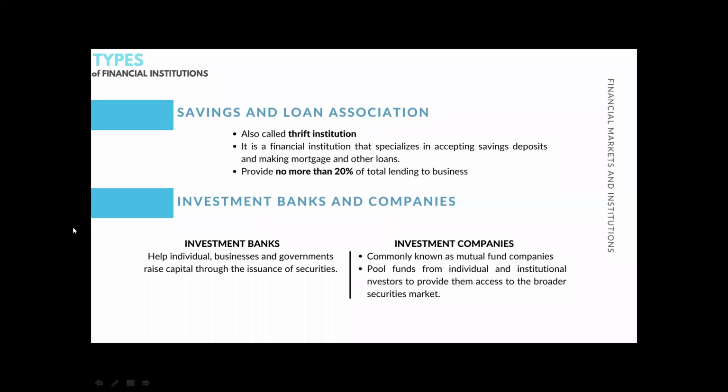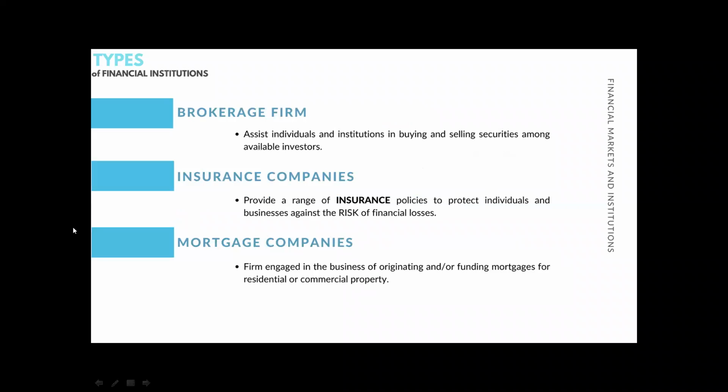So the next one is the investment banks and companies. An investment bank is a financial institution that acts as an intermediary that raises capital and engages in advisory-based financial transactions on behalf of individuals, businesses, and governments, while an investment company is a corporation or trust engaged in the business of investing pooled capital of investors in financial securities. The next one is the brokerage firm. Those are financial institutions that help you buy and sell securities, or they act as a middleman between the buyer and the seller.